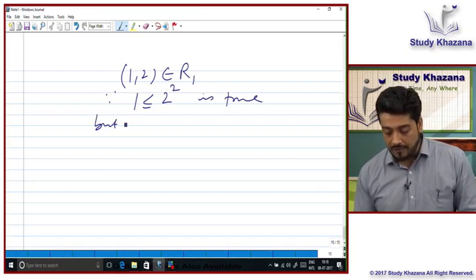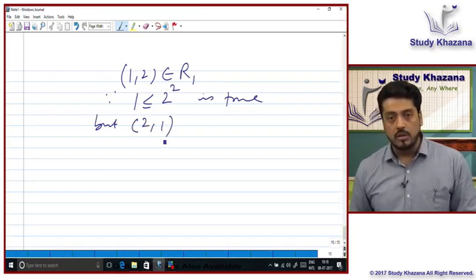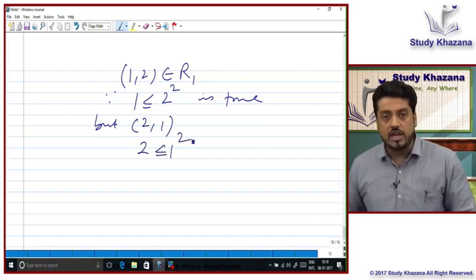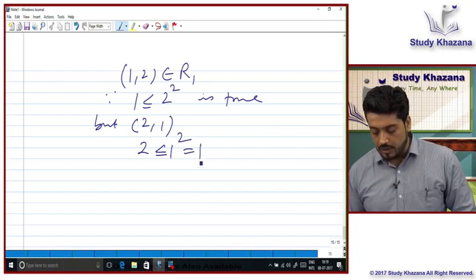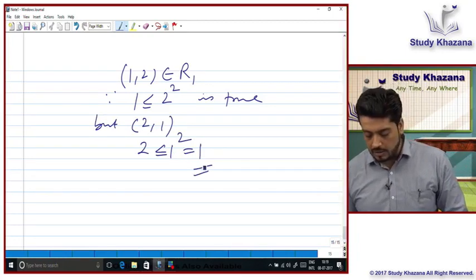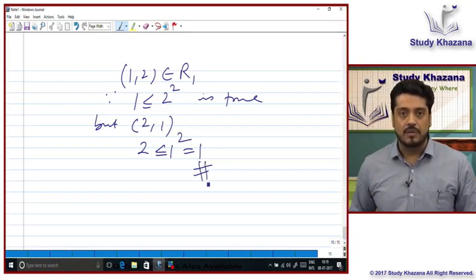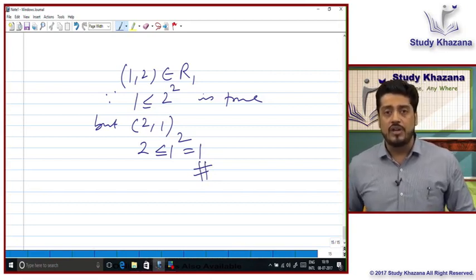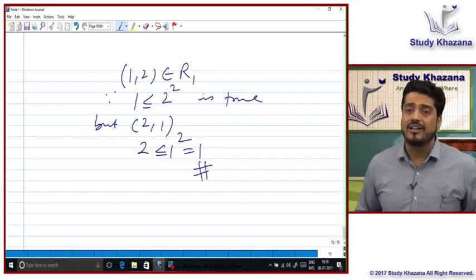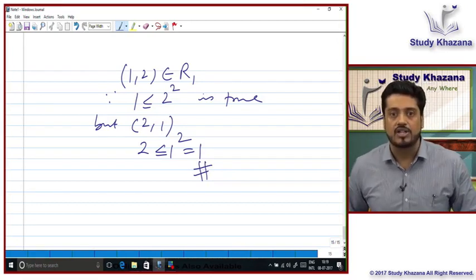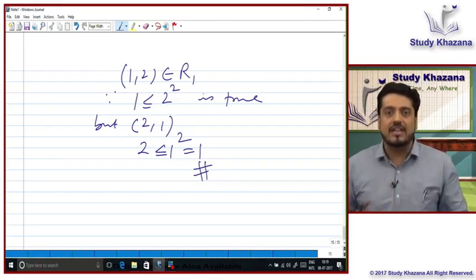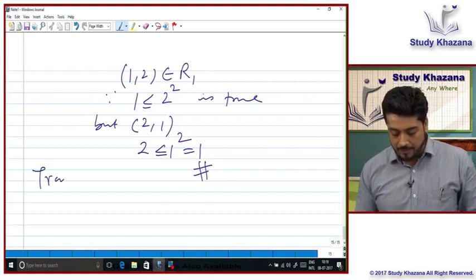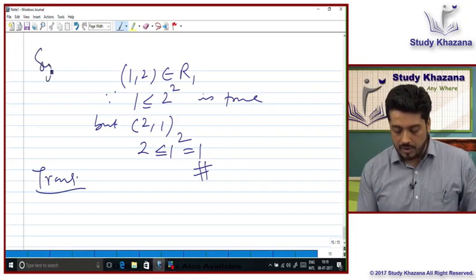But if we consider (2, 1), then I need 2 is less than or equal to 1 square, which is the condition according to the definition. But 2 less than or equal to 1 is a contradiction as far as mathematics is concerned. So I have produced an example which supports the argument that the relation is not symmetric: (1, 2) belongs to R1, but the reverse tuple (2, 1) does not belong to R1.